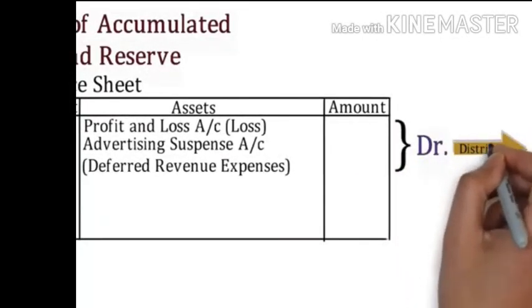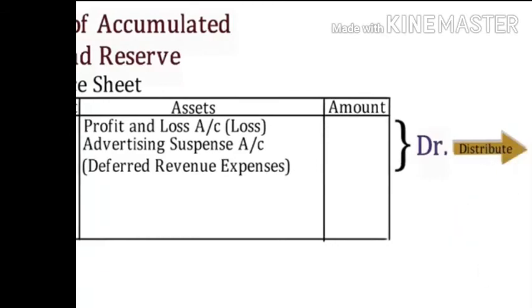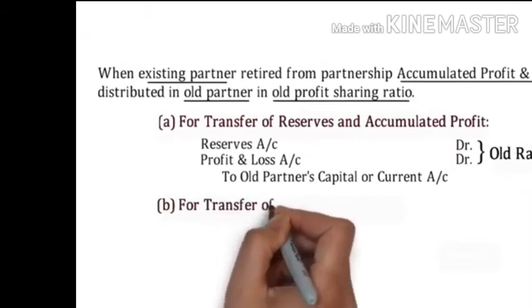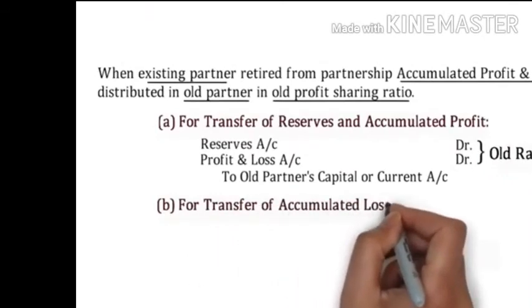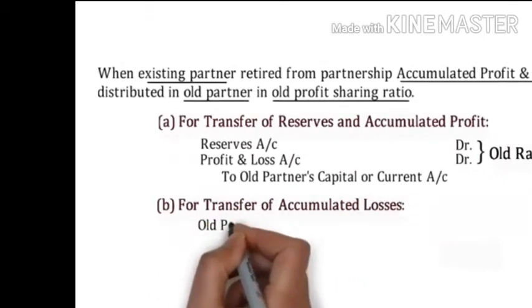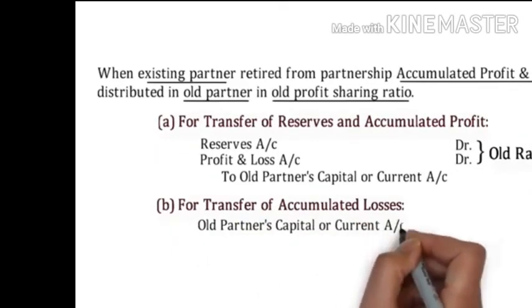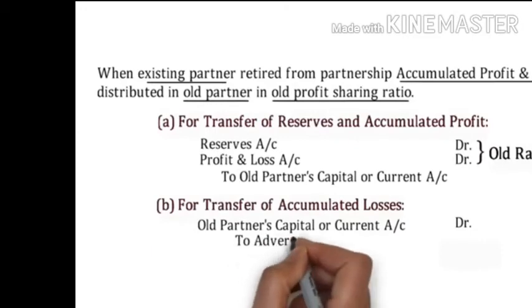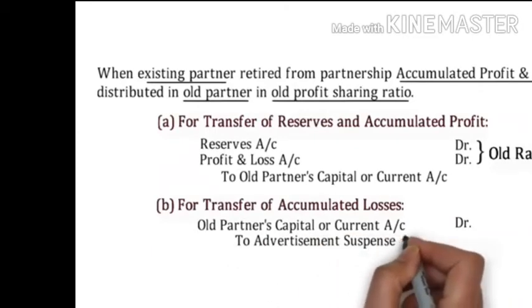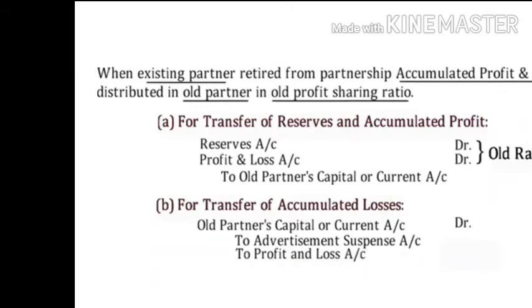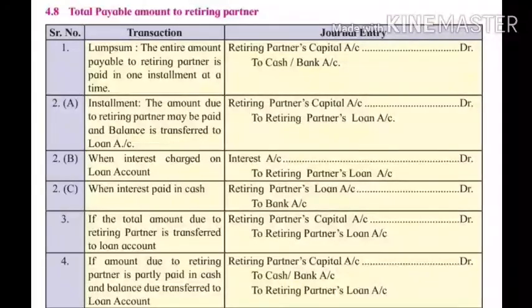When we distribute losses or deferred revenue expenses which appear on the balance sheet asset side, those have debit balances, so we have to credit. When we distribute those accumulated losses, we pass the entry like this: all partners' capital account or current account debit to advertisement expenses, or we can say to profit and loss account. Now the next concept is the amount payable to the retiring partner.